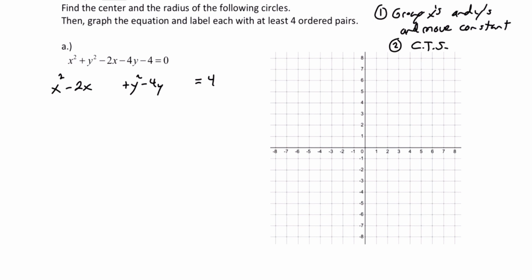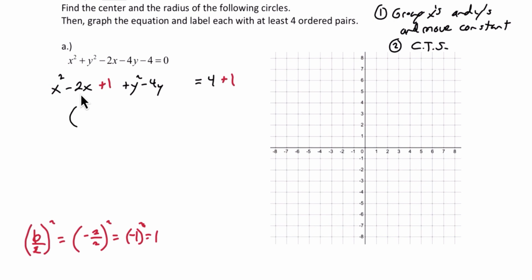We want to complete the square on the x's and the y's. So we're leaving those blank spots to add in b over 2 squared. Looking at the x's, b in this case is -2. So we have -2 over 2 squared. That's -1 squared, or 1. 1 is what we add in to the left. And if you add it to the left, make sure you add it to the right side as well. Keep your equation balanced.